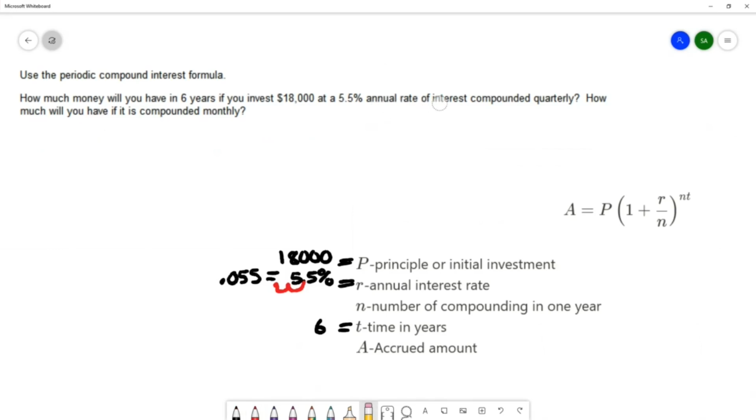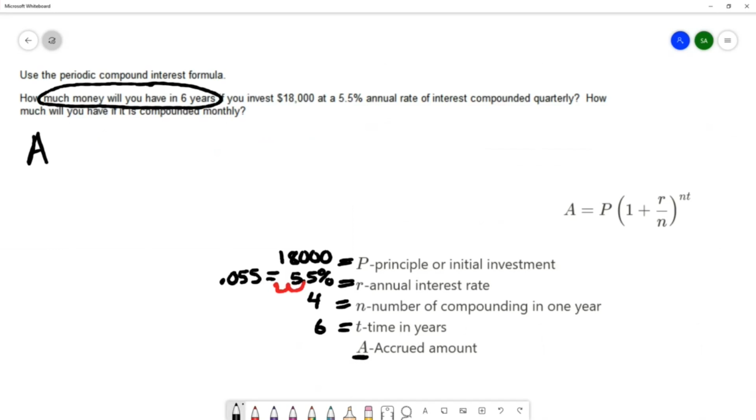This annual interest rate is compounded quarterly. Quarterly is how often the interest is added into the account. So this is going to give us our value of N. If the interest is compounded quarterly, that means that the interest is added in 4 times a year. So N is 4. So we've got all of our values in the formula. We're going to substitute into the formula to get the accrued amount. That's how much money we will have after 6 years.